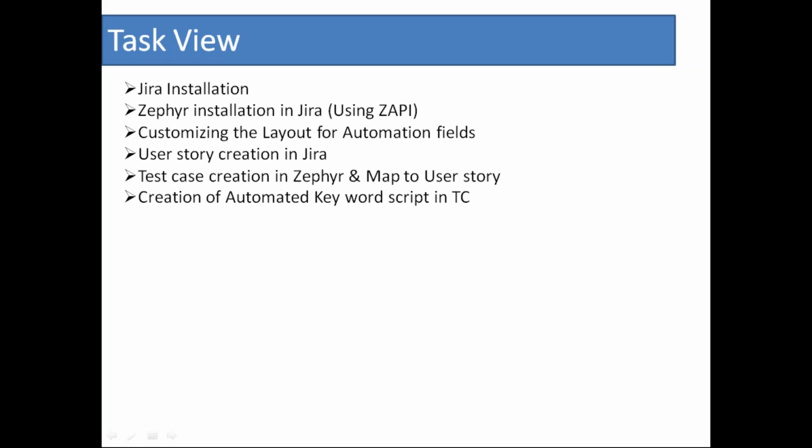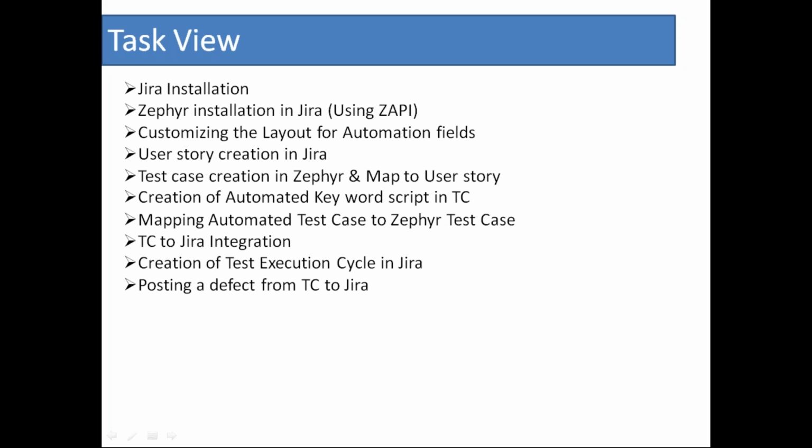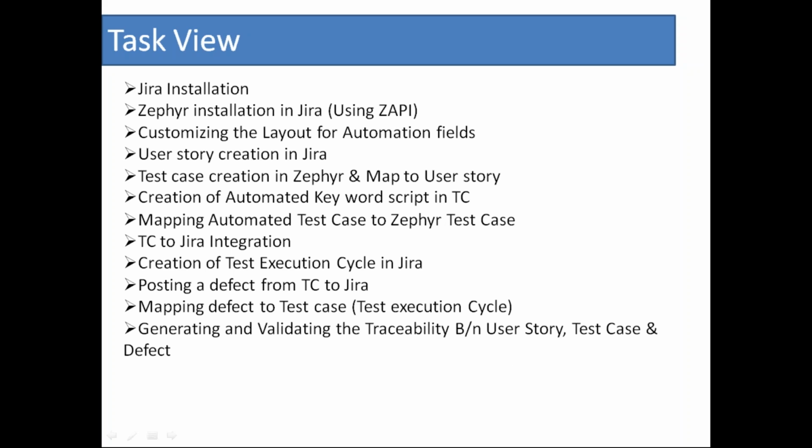Created an automated keyword test script in TestComplete. Then we have mapped automated test case to Zephyr test case. TestComplete is integrated with JIRA. Created a test execution cycle in JIRA. We have executed a script in TestComplete and the defect is posted from TestComplete to JIRA. Mapped defect to the test case, which is part of test execution cycle.